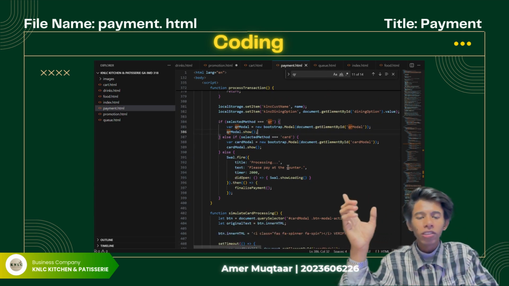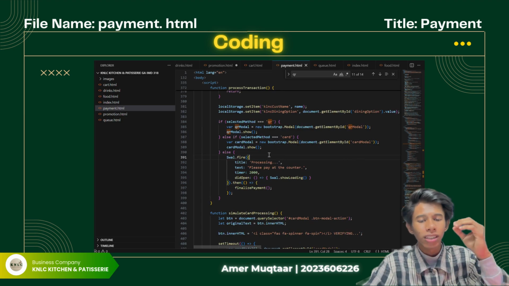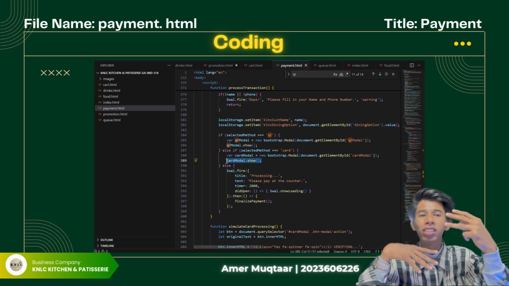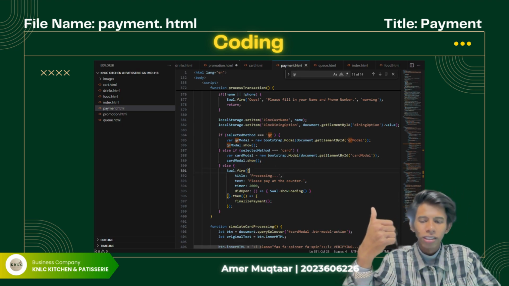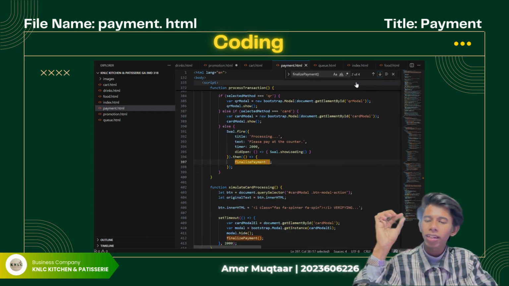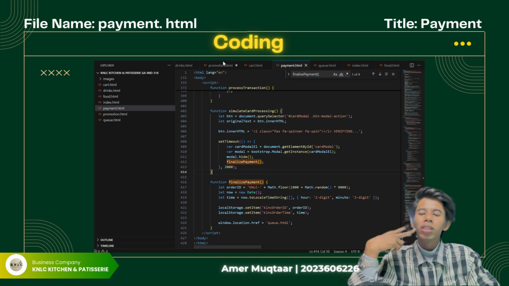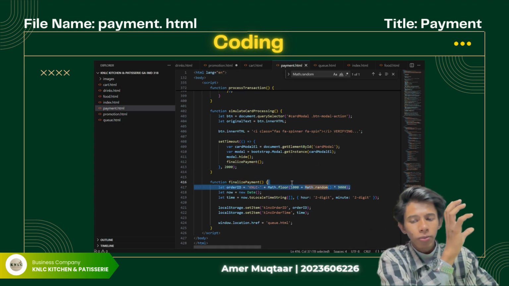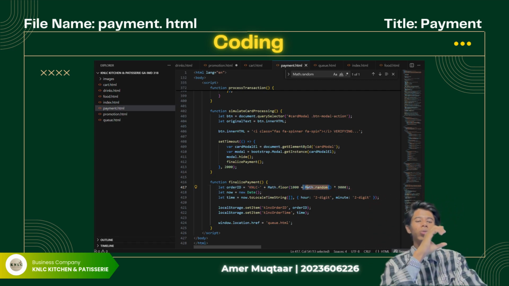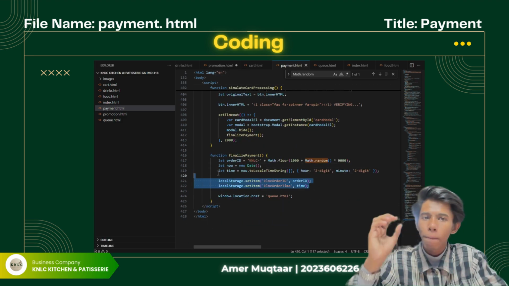Upon a successful simulation of the payment, the system executes the critical finalizePayment function. This code performs three key operations. First, it generates a unique randomized order ID prefixed with KNLC using Math.random. Number two, it captures the exact current timestamp for record keeping. And number three, it commits all session data to local storage before routing the user to the queue generation page.